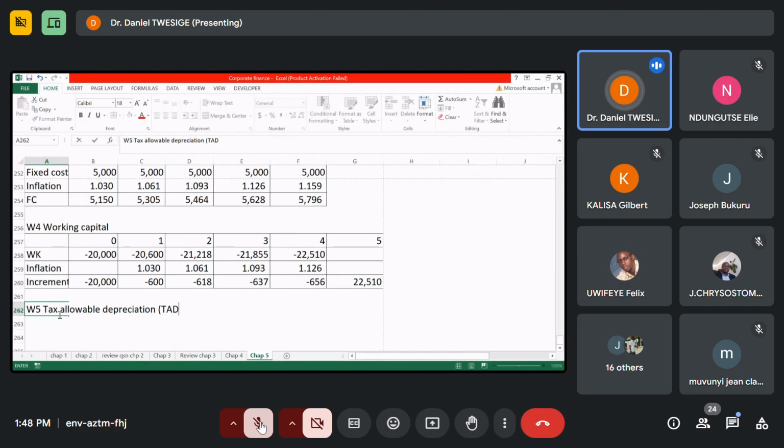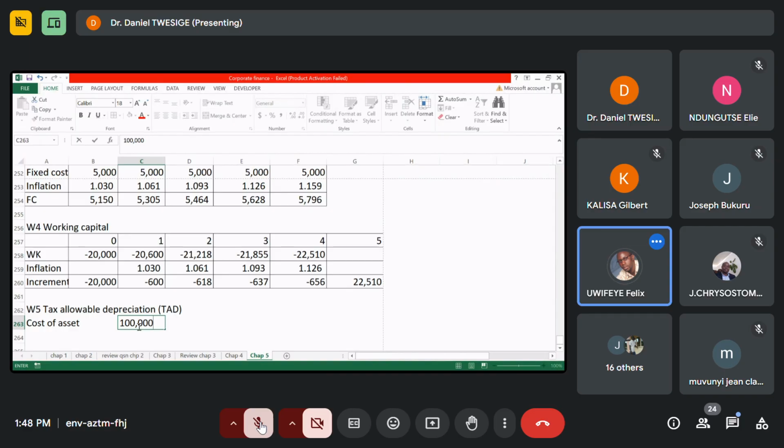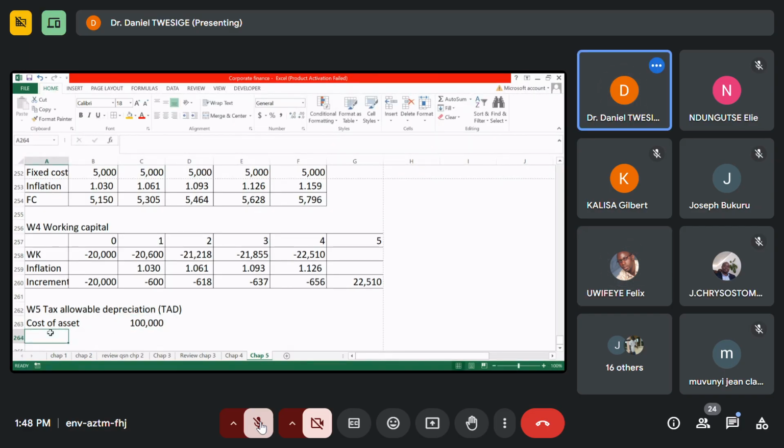Tax allowable depreciation. So we have the cost of the asset, which is 100,000 or 100 million. We have a residual value, which is 10. Our depreciation rate is 20% reducing. That's what we have.